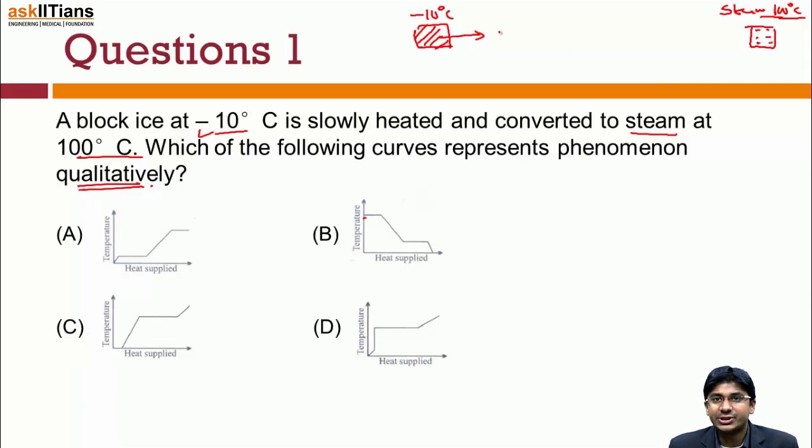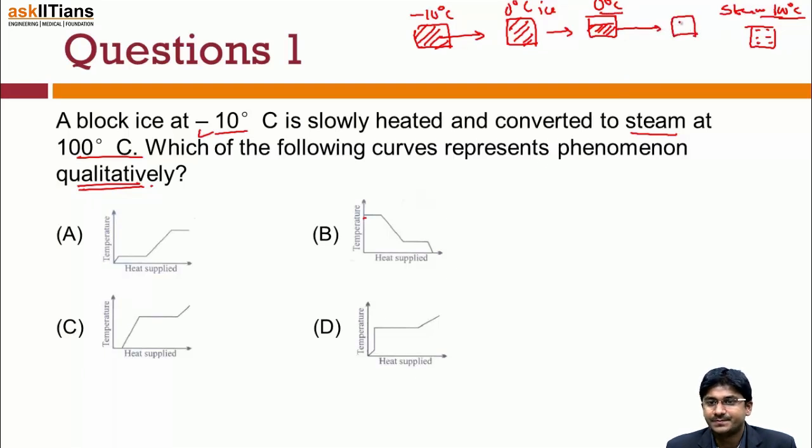What are the stages in which it will go? First it will go to ice at 0 degrees Celsius. From here it goes to water, which is again still 0 degrees Celsius. Then it goes to 100 degrees Celsius water. It is still water, but now it is at 100 degrees Celsius. And then it goes from 100 degrees Celsius to 100 degrees Celsius, but there is a change of state to vapor.